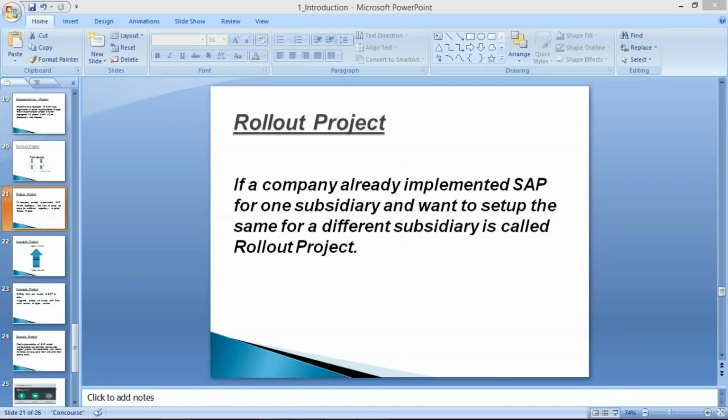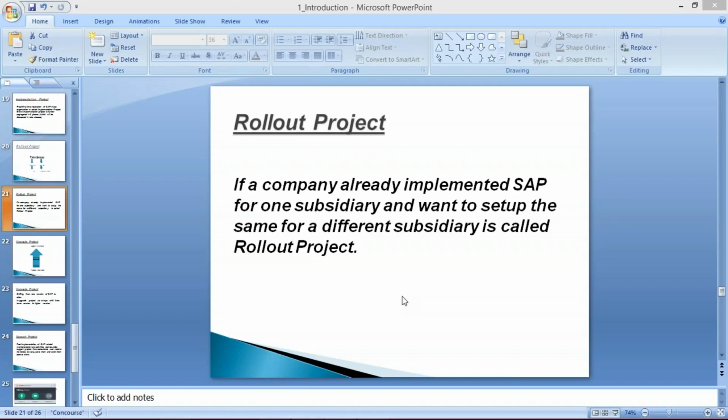During implementation, let's suppose you have to perform 100% of the activities; during rollout we are going to perform only 70% or 60% of the activities. What the major differences between implementation and rollout project are, you will be able to understand during the practical session. During practical you will come to know what activities are performed and what the major difference is between implementation and a rollout project.